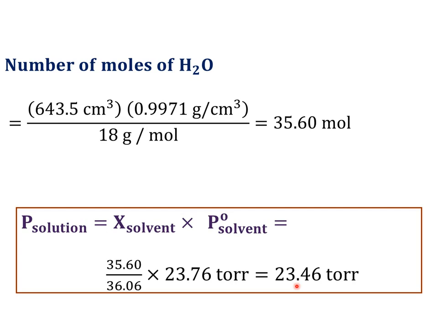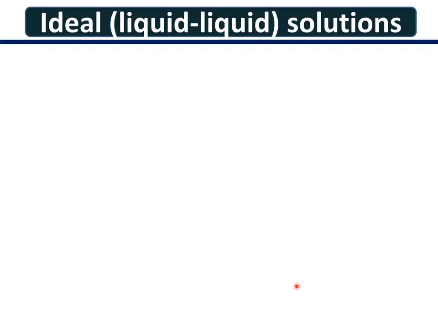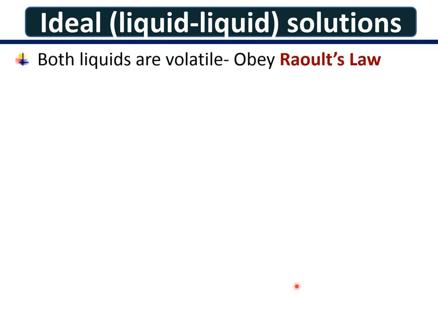How about mixing of two volatile solvents with different volatility, different degree of volatilization? This is what we will inspect in this slide. First of all, if you remember in the last lecture, in the formation of solution, we mentioned that we have two different cases: the formation of an ideal solution and of a non-ideal solution.